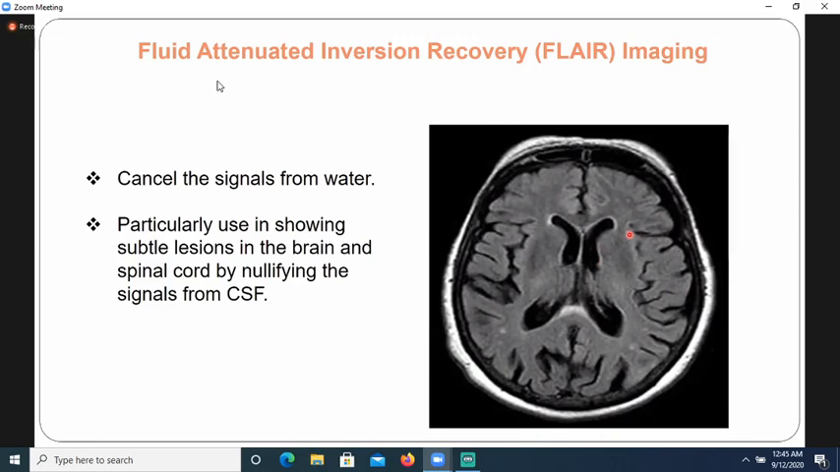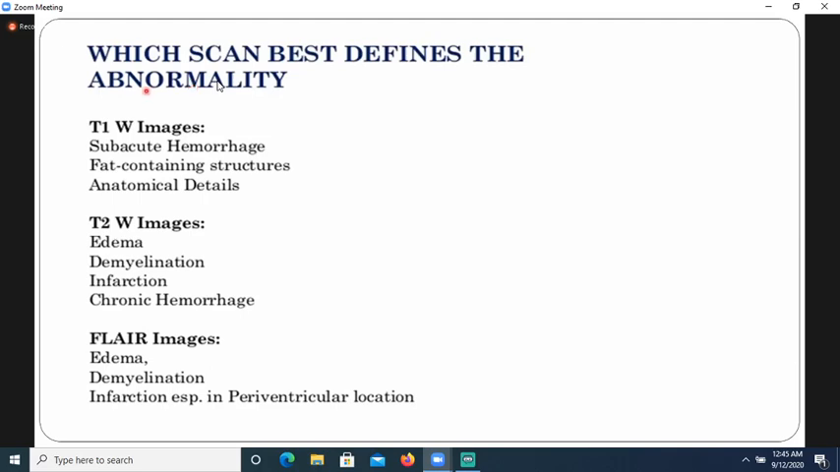Then this is a very important slide which shows which sequence defines the abnormality best. Like T1 is for the subacute hemorrhage, any fat containing structure like lipoma, or for the anatomical data.